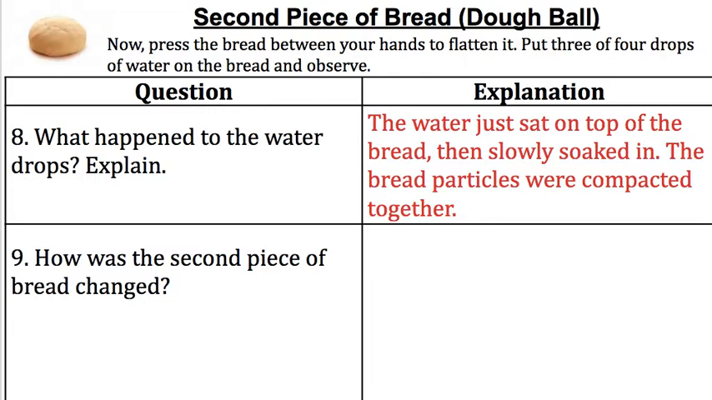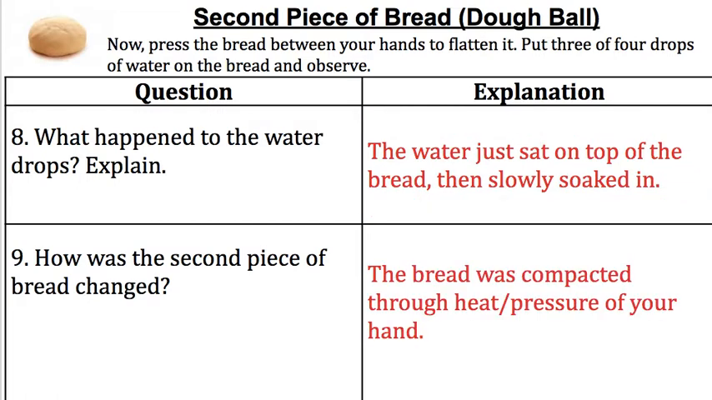Well, if you observed it correctly, the water just sat on top of the bread, and then it slowly soaked in. Why? Because you've compacted those bread particles closer together. You've metamorphosized that piece of bread, making it more dense. Okay? How has the second piece of bread changed? The bread was compacted through heat and pressure of your hand.